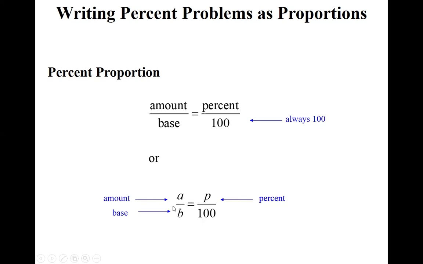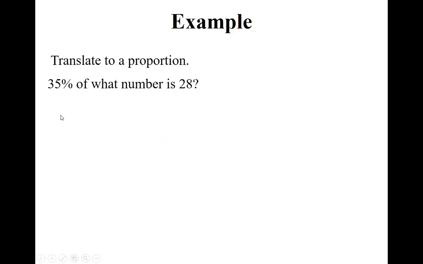The base is the number that follows the word of. The amount of the base is some percent. So translate to a proportion, 35% of what number is 28? Well, 35%, that means one side of the proportion is 35 over 100. 35 would be the percent number. Of what number? The thing that comes after of is the base, so the unknown is the base. And what's left is the amount, 28.